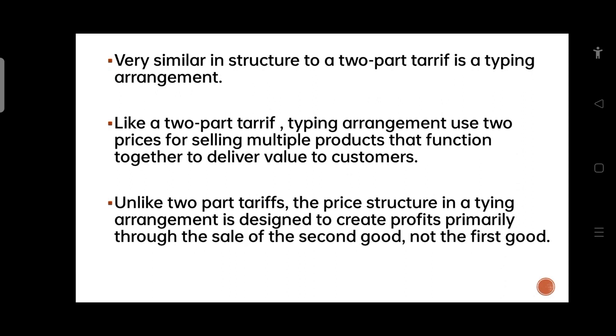So I have here an example of tying arrangements and two-part tariffs. As we can see, in a tying arrangement, the firm will sell two related products that function together to deliver value to a customer. Customers may be able to derive some value from the products independently, but most of the value that a customer derives is from the joint use of the two products.